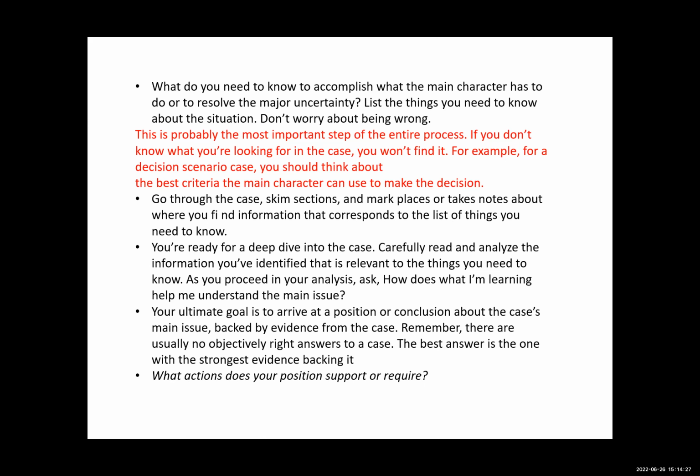Hey, this is how it should have been. No right or wrong answer. The best answer is the one with the strongest evidence backing it. That's the best evidence. So when you say evidences, evidence itself is a subject by itself, right? So we will not go into that.